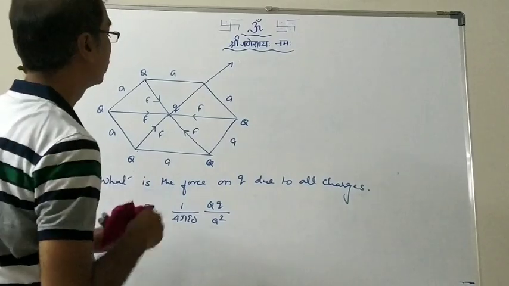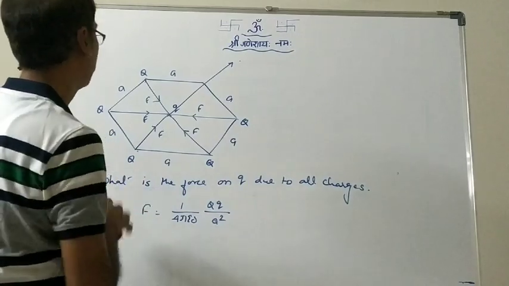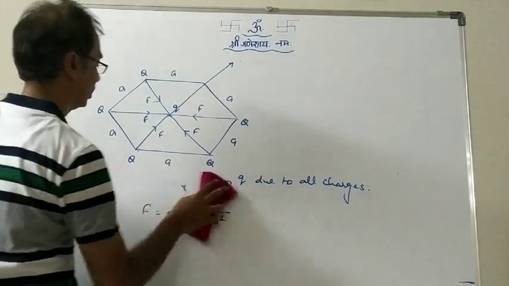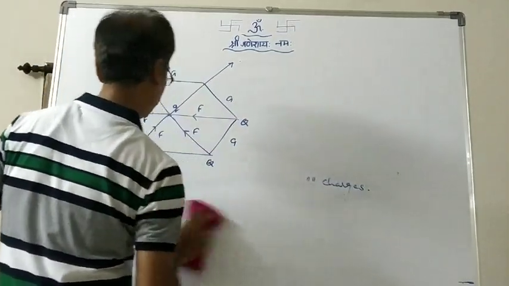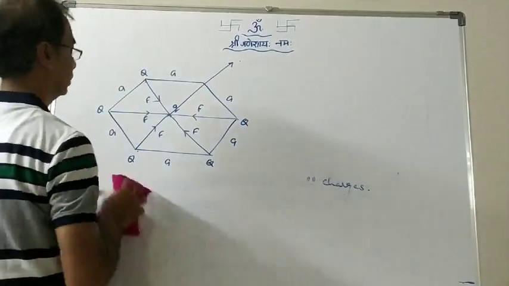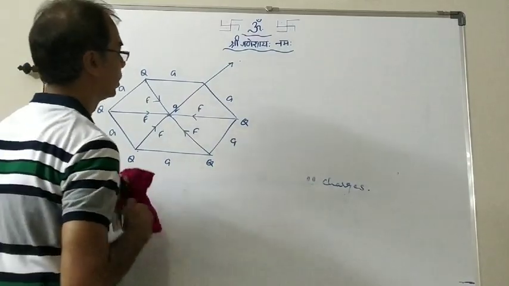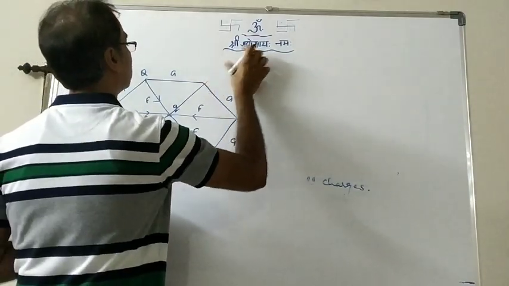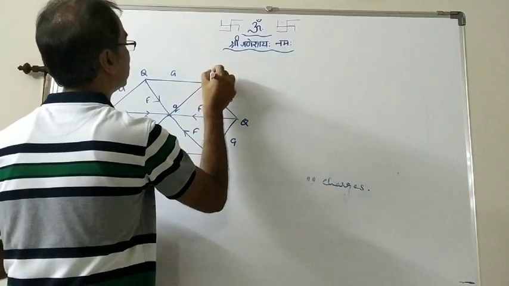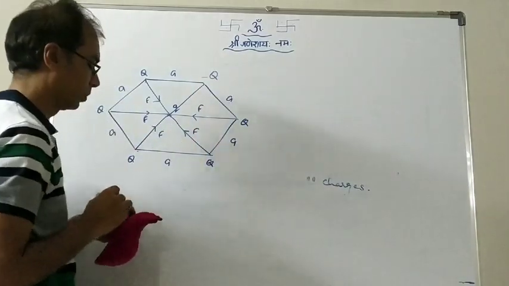Now let's put negative somewhere and see what force comes. So I'm going to put negative, let's say at this point only. Here we are going to keep one negative charge, negative Q. What's going to happen?